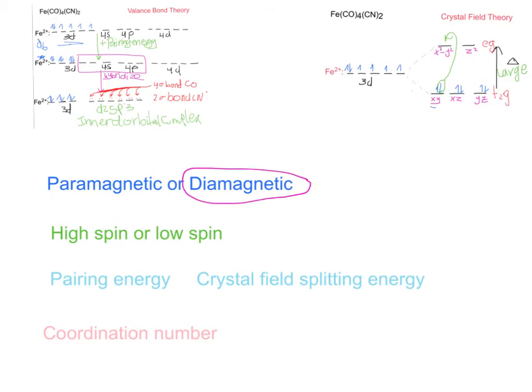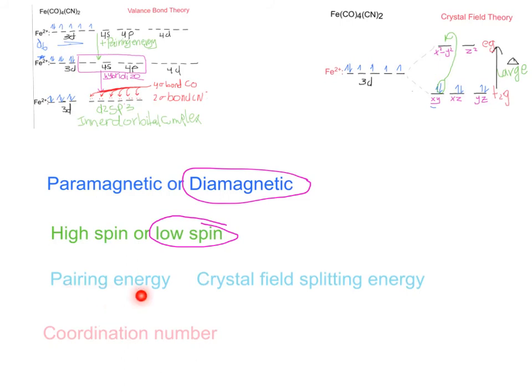Is it high spin or low spin? High spin means that we fill all the orbitals before any pairing. We fill all these orbitals before any pairing. If we look over here, we have some orbitals empty, but here they are pairing. So it will be a low spin.